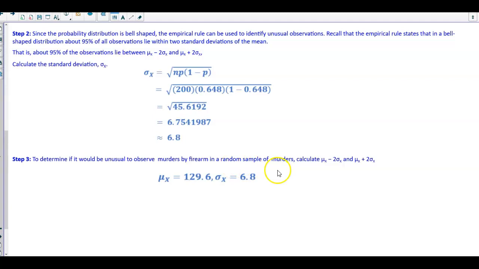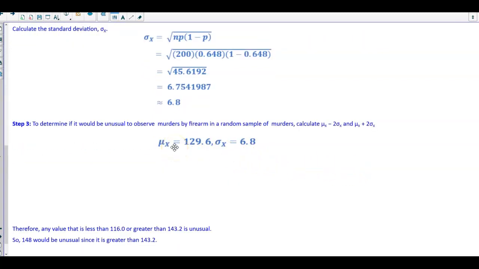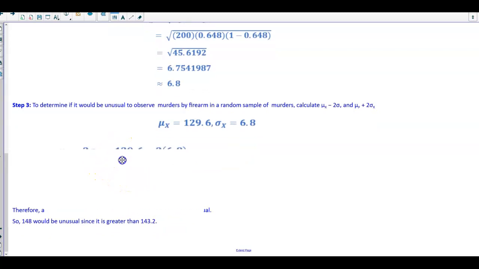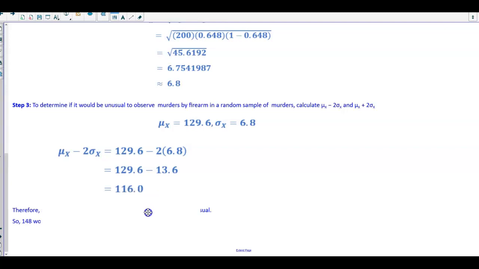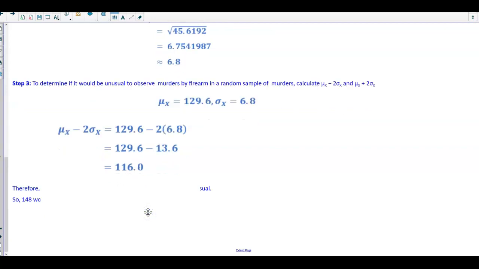Now in step number 3, to determine if it would be unusual to observe murders by firearm in a random sample of murders, we're going to calculate two values, knowing that the mean that we calculated is 129.6 and the standard deviation is 6.8. The first thing we're going to do is find the mean minus 2 times the standard deviation. So we have 129.6 minus 2 times the standard deviation, 6.8. That gives us 129.6 minus 13.6, which gives us a value of 116.0.